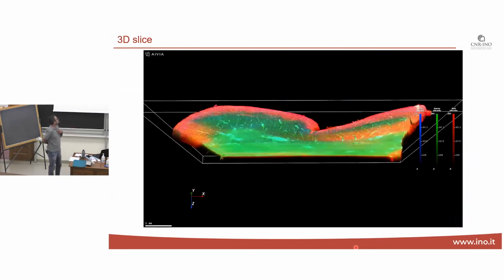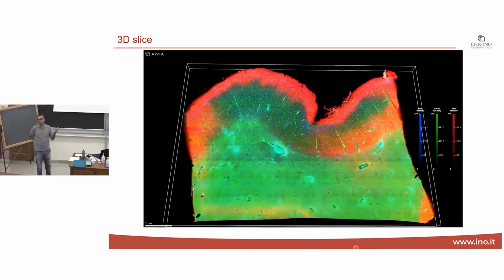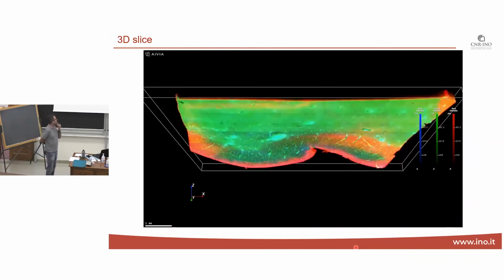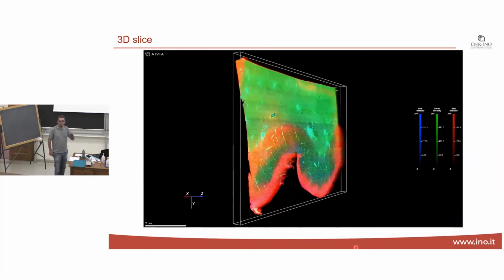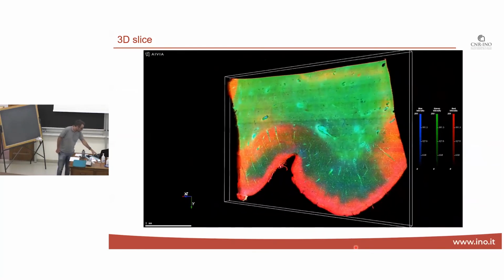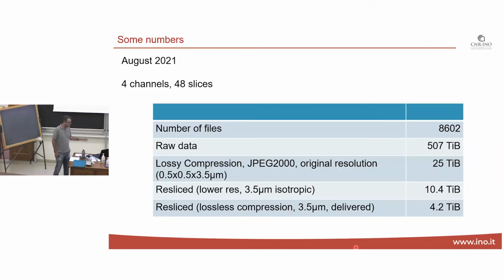So it is a slice. We had to cut it at some point, but it is a three-dimensional slice, so we can look into the slice at different planes. This campaign here was done in just 1 month, in the month of August last year. In just a month, we acquired 48 slices, 4 channels each, 500 terabytes. So half a petabyte of data came out of the microscope.